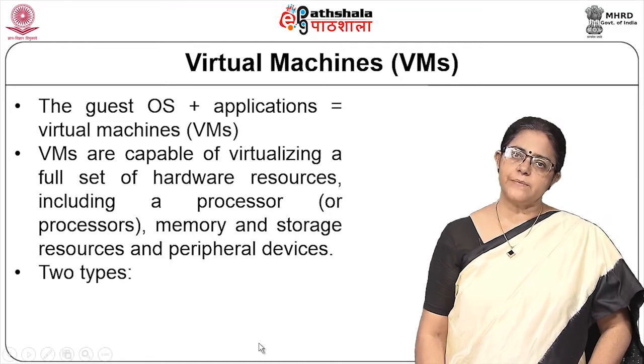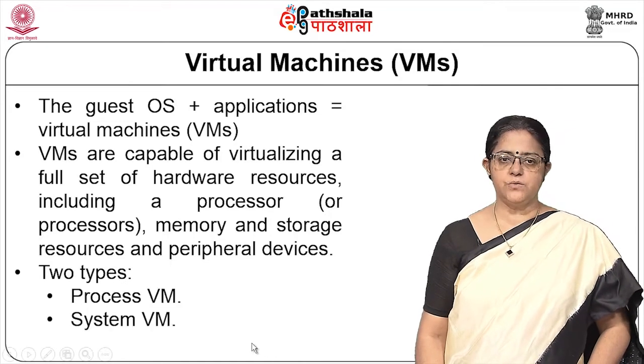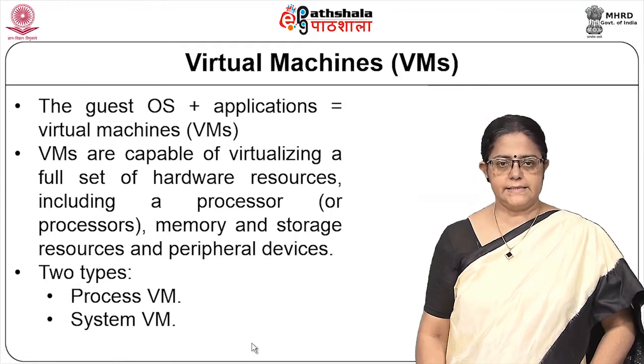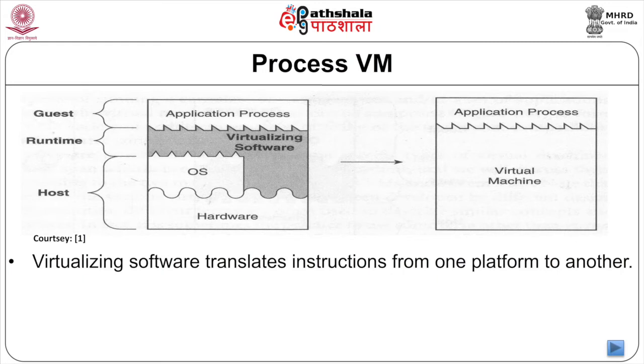There will be two types of such virtual machines. One is called the process VM and the other is called the system VM. So, this is our process VM, where we have the hardware, the operating system, the virtualizing software and the application process. The virtual machine will consist of this whole thing and the application will run on top.